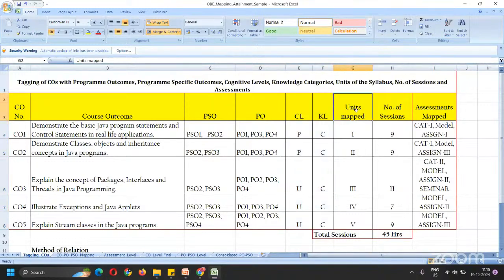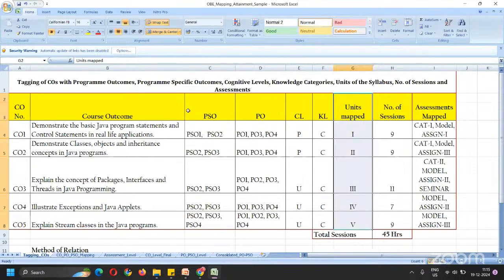Okay, and of course, usually in the affiliated colleges and universities, they follow a syllabus of 5 units. Maybe in autonomous colleges they need not follow 5 units, they may have any number of units. So it depends upon the pattern of your syllabus. You can go for unit mapping, or if you have a topic-level syllabus, then you can map your topics with your corresponding COs. So that is the next level of mapping required.